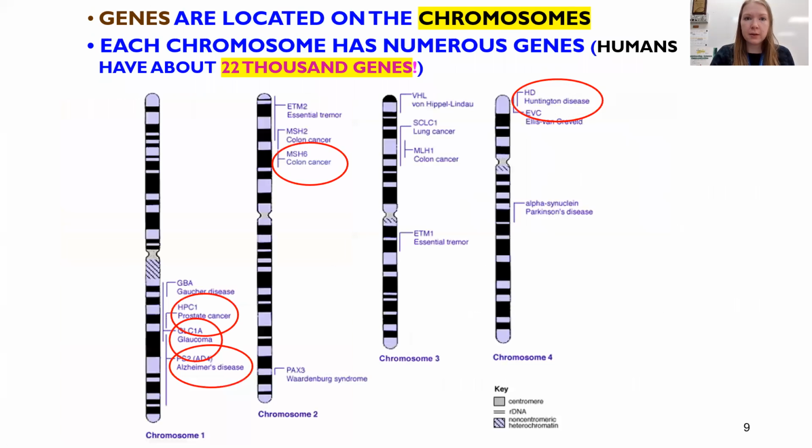So genes are located on the chromosome, and each chromosome has numerous genes and different genes on each chromosome. So on chromosome 1, you can find indicators for if you're going to have prostate cancer, glaucoma, Alzheimer's disease. On chromosome 2, you can find indicators of if there's going to be colon cancer. Chromosome 4 will indicate if you're going to have Huntington's disease or not. And so you're not going to find the same genes on a bunch of chromosomes. So you're not going to find a hair color gene on all of your chromosomes. It'll typically be on just one of your chromosomes.